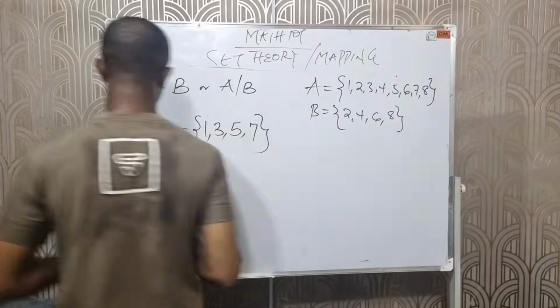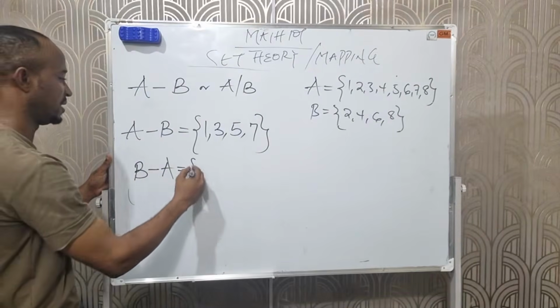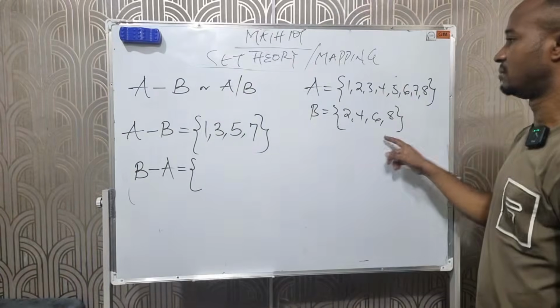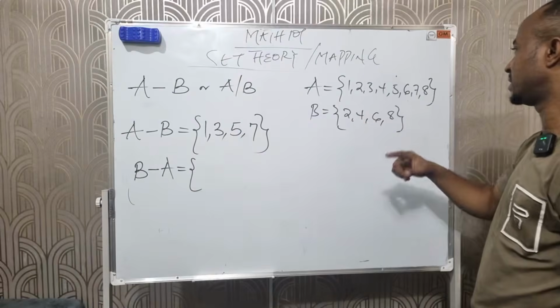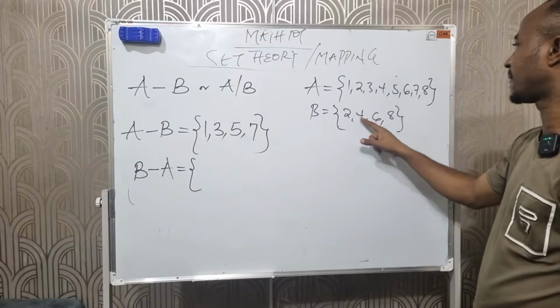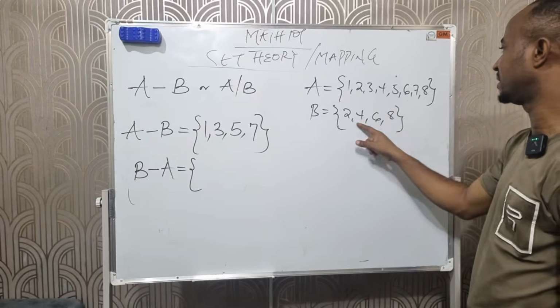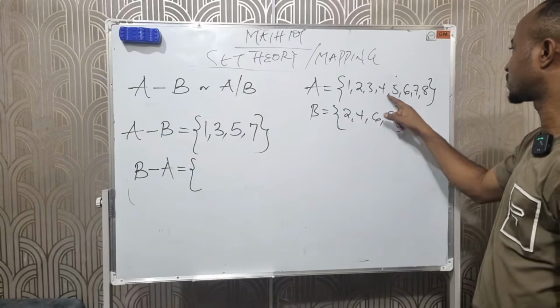What if we are asked to find B difference A? Meaning, what are the elements that are in B but not in A? Elements that are in B but not in A. 2 and 4 are in B, but they are also in A, so I will not pick them, right? 6 is here, but also here.